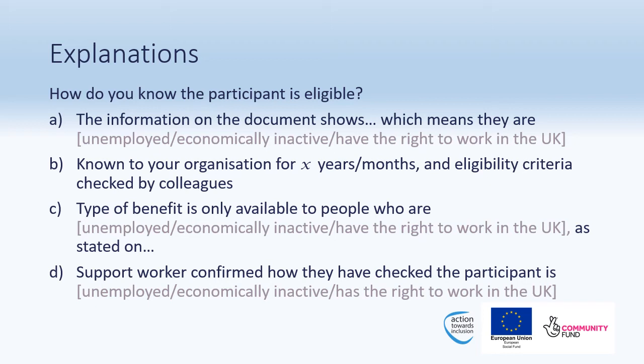If you can point us to where this is stated, that's worth including in your explanation. It's also possible that you might have a verbal confirmation from someone who supports the participant that they have checked the eligibility criteria. For whatever reason, you haven't been able to get that in writing as a referral, but you can explain how you are satisfied that way too.